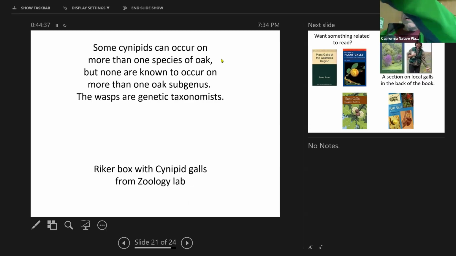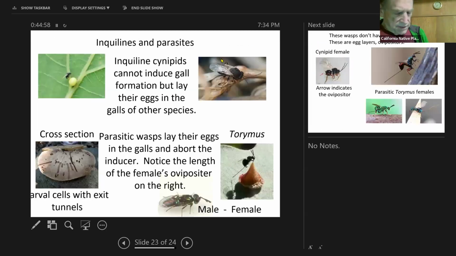Okay. Over on the sidewall are a number of Riker mounts that have examples of mostly cynipid galls, but there's a few of them that are not produced by the cynipids. Those need to go home with me. But the galls in the buckets and the boxes, you can take with you if you'd like.